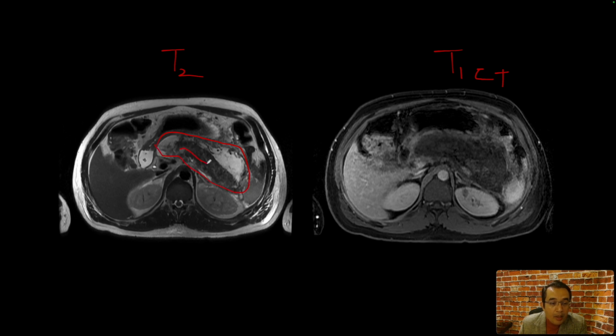This is the pancreatic parenchyma. But on the contrast enhanced image, we find that there is no enhancement in the pancreatic parenchyma. So this is a great example of necrotizing pancreatitis, where the entire parenchyma is necrosed and it shows no enhancement on the contrast enhanced images, and it shows almost normal signal on this axial T2 weighted image.